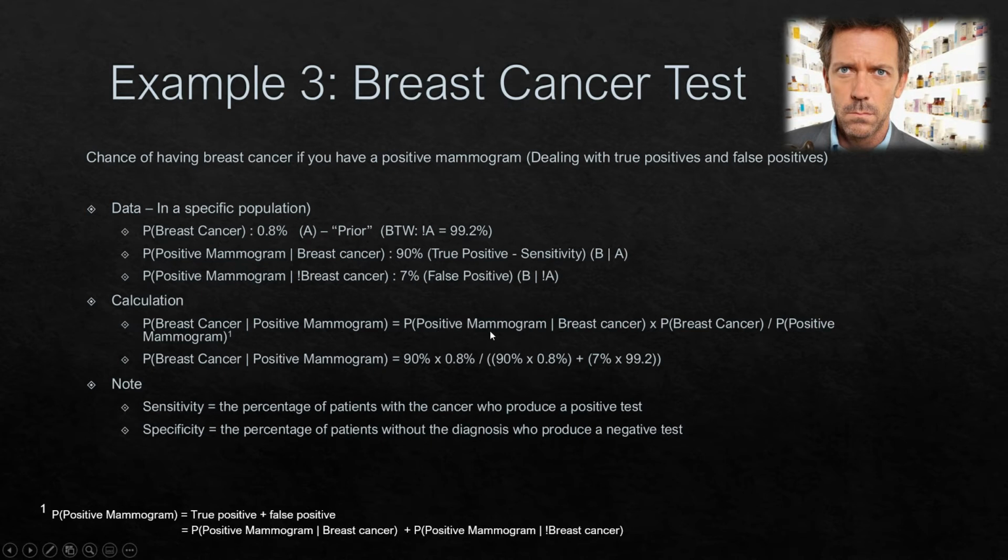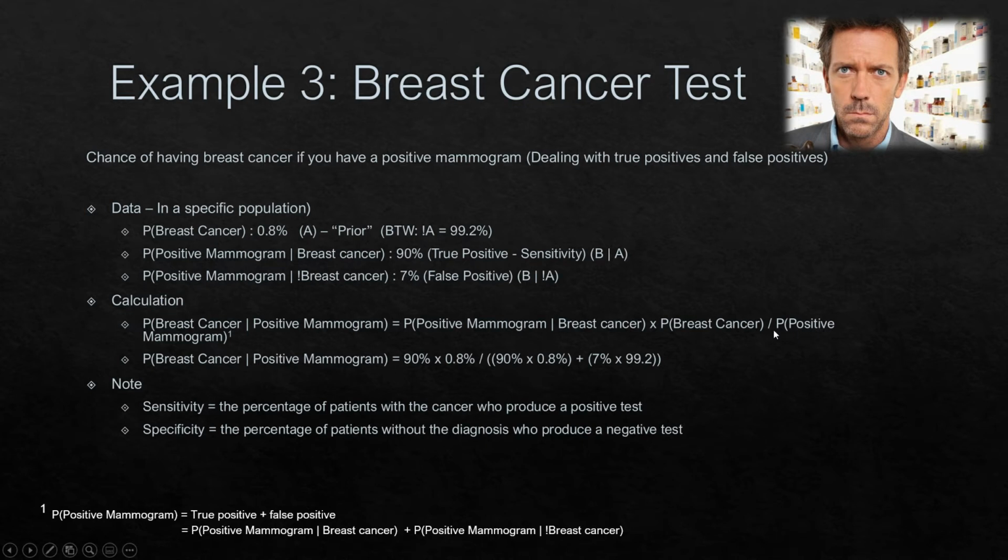So it's the probability of having a positive mammogram given that the person has breast cancer, times the probability in the population of having breast cancer. Again, that's our prior knowledge, just our general understanding of how frequently people have breast cancer, over the probability of there being a positive mammogram.